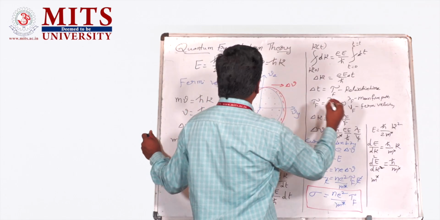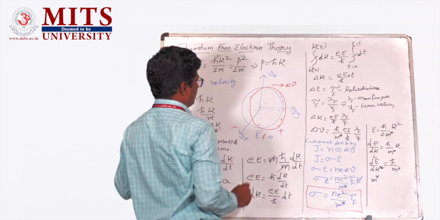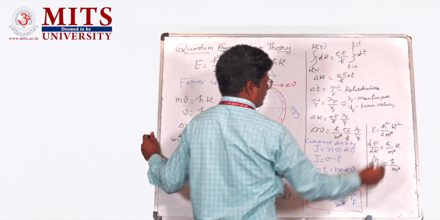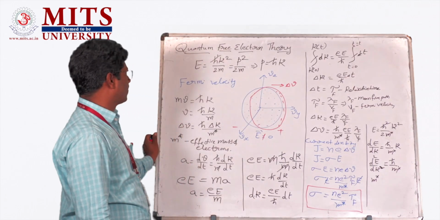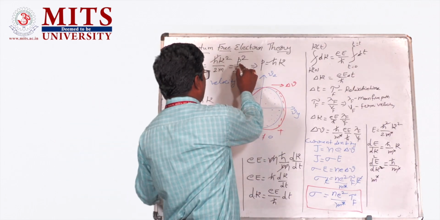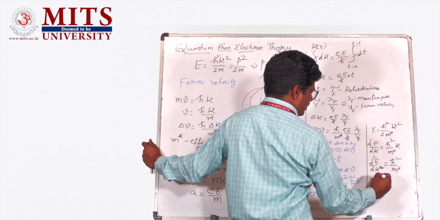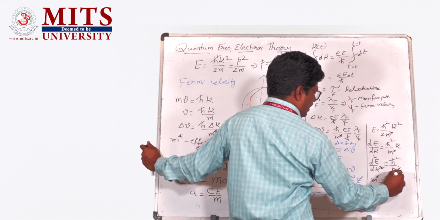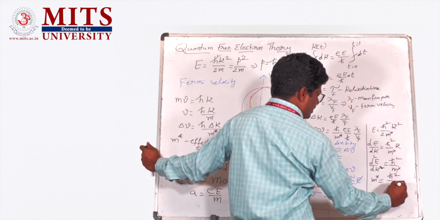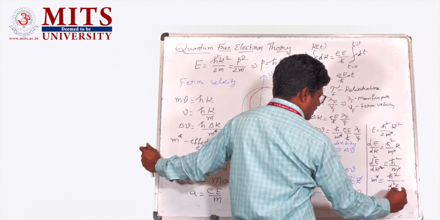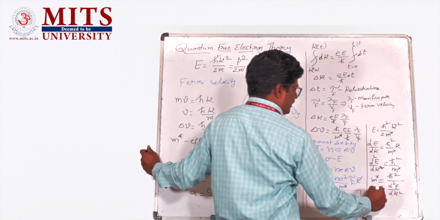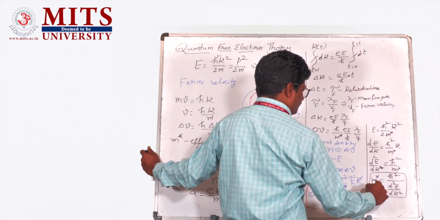One second, here this is square, excuse me for that. This is h cut square kappa square, then only it will be p square. So p is equal to h cut kappa. So h cut square, h cut square. So m star is equal to h cut square by d square E by d kappa square. So this is the effective mass equation.